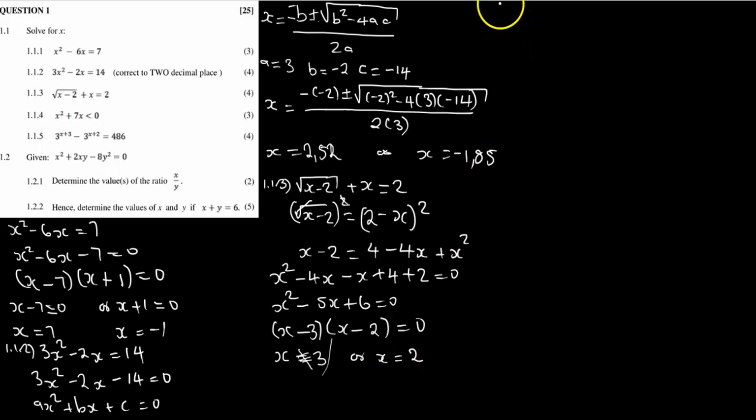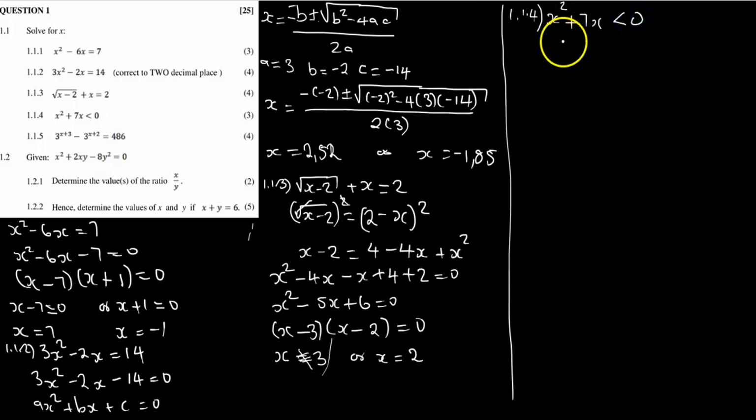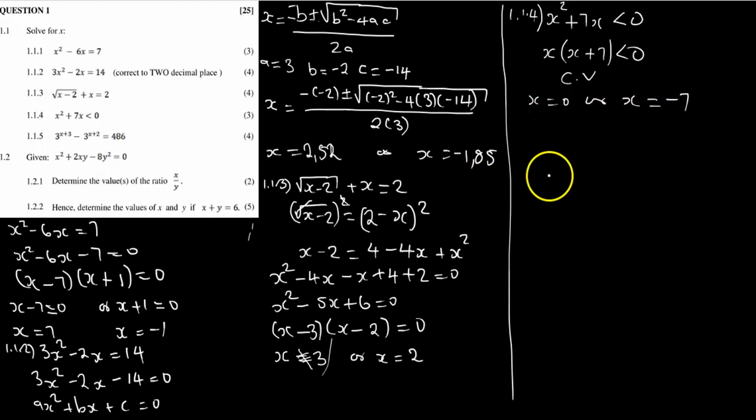And then we move to 1.1.4. So our 1.1.4 is an inequality. We've got x squared plus 7x is less than 0. You can see you've got a 0 this side, so you can just factorize the left hand side. It's x into x plus 7, is less than 0. Then you find your critical values. Your x equals 0, or your x equals negative 7. This is the same as finding the x-intercepts for this particular function.